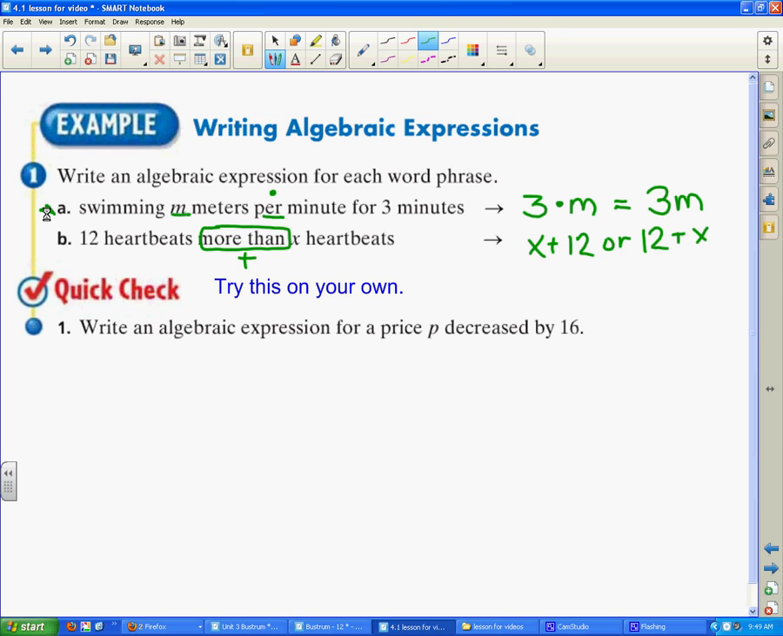I want you to pause the video and try this one on your own. Write an algebraic expression for the price P decreased by 16. Okay, let's come back and try this out. When we look at the word decreased by, that means that we're going to subtract. So we're going to take the P, or the price, and decrease it by, or subtract 16. So our algebraic expression is P minus 16.